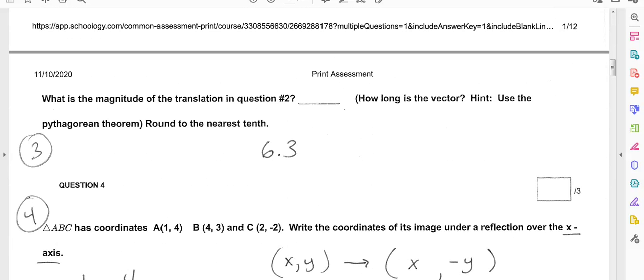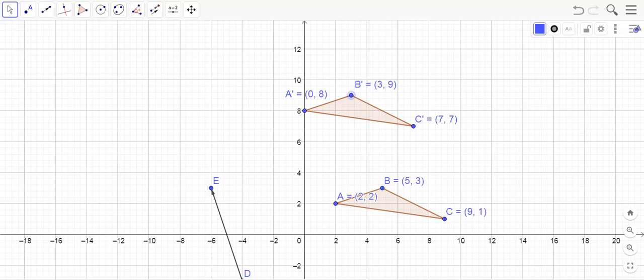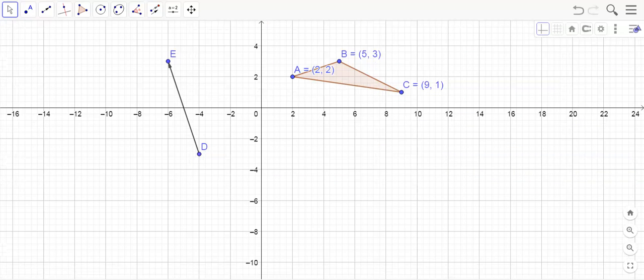Question number 3, what is the magnitude of that translation? So that's where you want to use the Pythagorean theorem. The answer came out to be 6.3. If you want to kind of cheat and not do the Pythagorean theorem, you could use GeoGebra, and you could say, hey, I want to find the length of this line. The problem is it's probably going to be rounding to the nearest tenth.